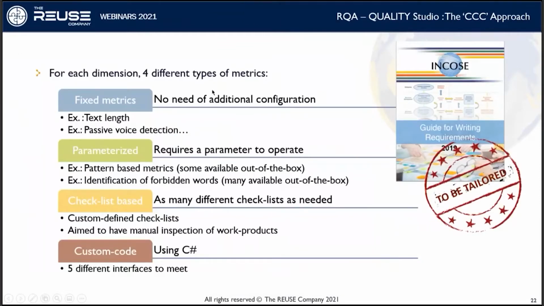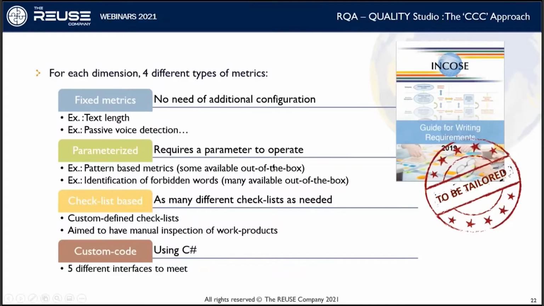So coming back to the types of metrics, you have four main types here: the fixed or non-parameterized metrics. So they don't need any parameter to be checked. For example, the text length will be checked the same way in any project. It's just counting the number of words. Same for passive voice detection. It's not a fact that will be changed from one project to the other.